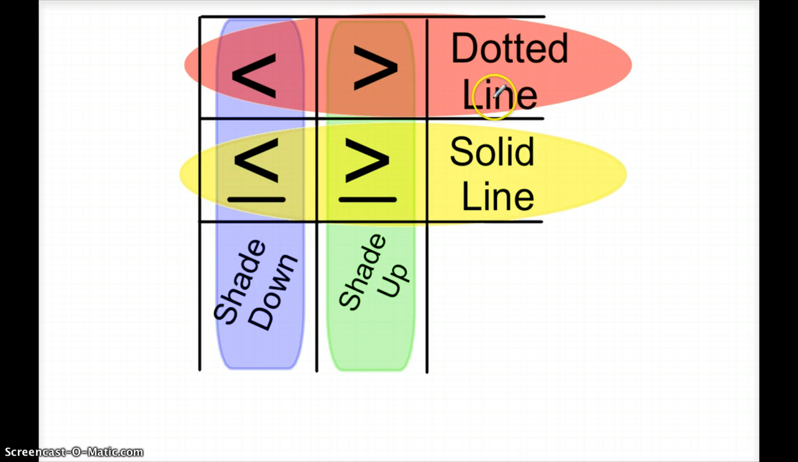Now here we've got dotted lines and solid lines. So instead of equal signs, we're going to have less than, less than or equal to, greater than, or greater than or equal to. Now I created this chart. This should be on your paper somewhere. Somewhere on your paper, write this down. If I have this one, greater than, I'm going to have a dotted line and I'm going to shade up. If I have this one, I'm going to have a solid line, I'm going to shade down.